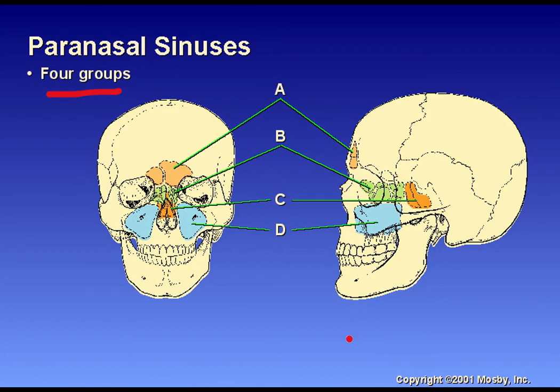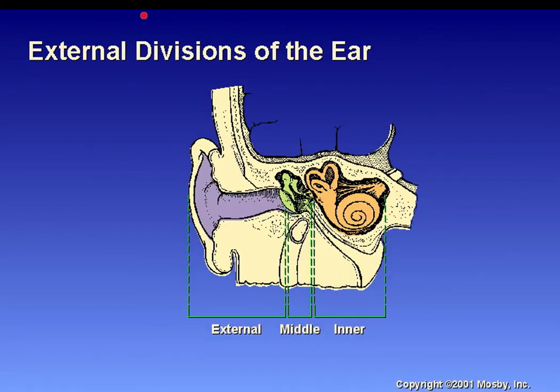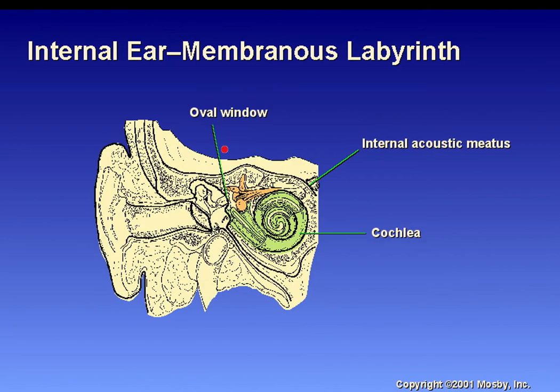Review your groups, okay? A, B, C, D. Internal divisions of the ear: external, middle, and inner. Make sure that you review your inner ear and your middle ear. What makes up the middle ear? What makes up the inner ear? Do a quick refresh on that. The oval window, the cochlea, the internal acoustic meatus. Make sure that you review this. This is the internal ear, but also go into your book and make a quick review in there.